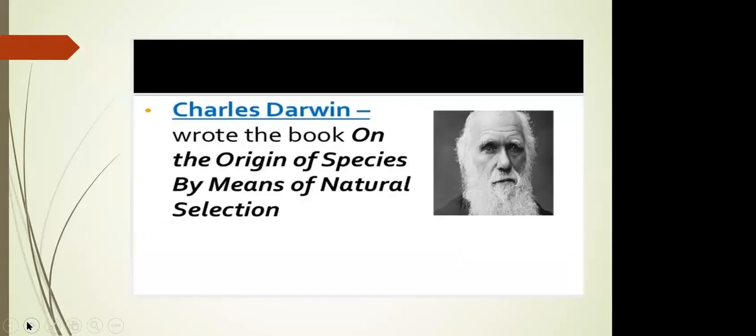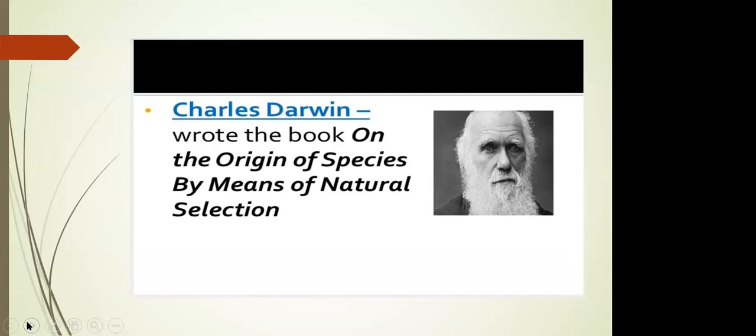One of the great scientists, Charles Darwin. Next scientist, Charles Darwin. Charles Darwin was the father of modern biology. Please note down this additional point. He was the father of modern biology.